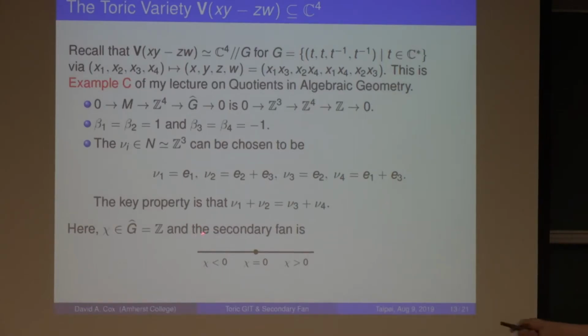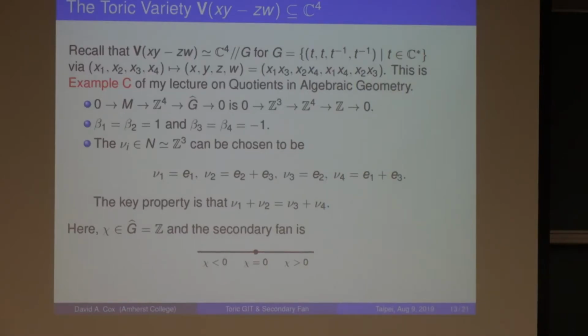And it turns out when you work out the secondary fan, notice that that's all living in here, and so it's all one-dimensional. So in fact, the secondary fan is slightly boring. It has basically three cones. It has 0, it has this stuff and it has that stuff. So there are really two chambers and one wall.